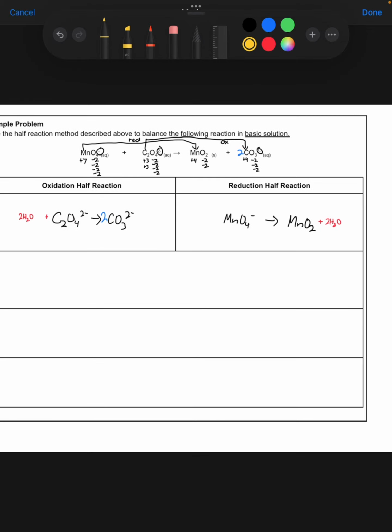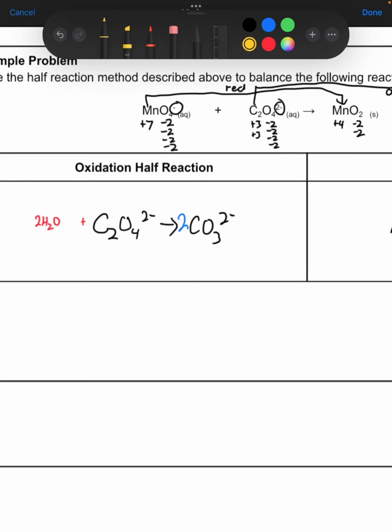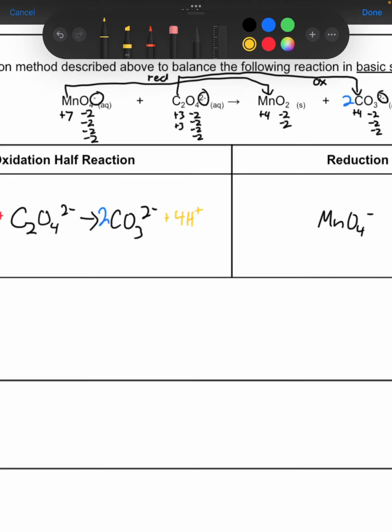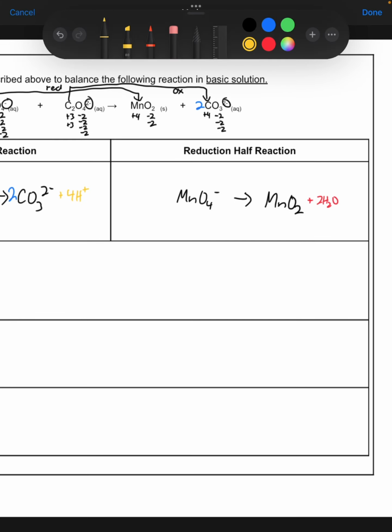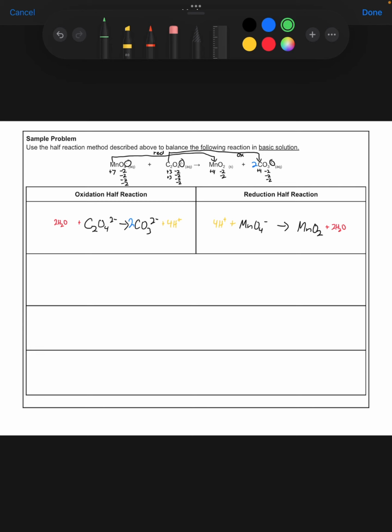Next step is going to be balancing those hydrogens that I just added. And so on the left-hand side here of my oxidation, I have added a total of 4 hydrogens in those 2 water molecules. So I'm going to add 4 H plus ions to that side. On my reduction half reaction, you can see that I've added 4 hydrogen atoms to the right-hand side with those 2 water molecules. So I'm going to go ahead and add my 4 H pluses to the left of that reaction. Next step is to total up my charges and then add electrons to balance out that electron discrepancy.